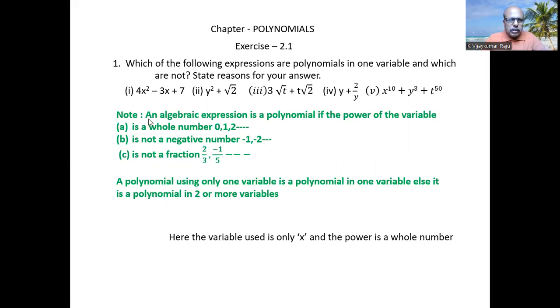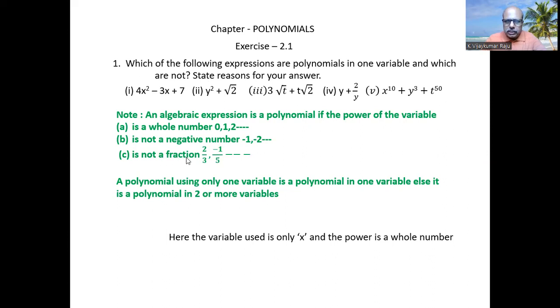Now, see, this is a note. An algebraic expression is a polynomial if the power of the variable is a whole number. That is, it should have 1, 2, 3, 4. It should not be a negative number: -1, -2, -3. Nothing of that sort should be there. The power of the variable should not be a negative number.